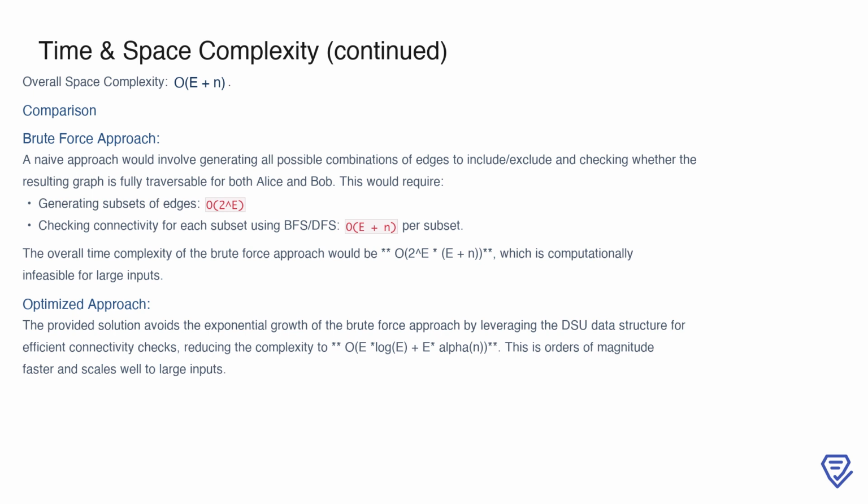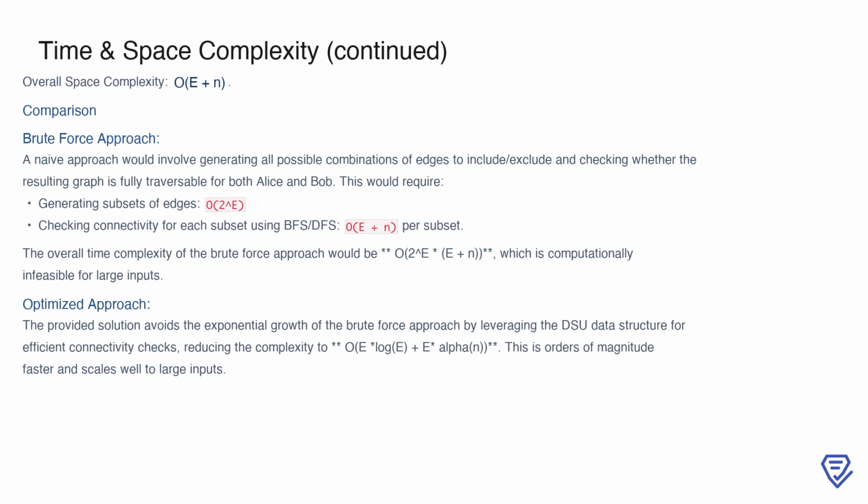To put this in perspective, let's compare it to a brute force approach. A naive method would involve generating all possible subsets of edges and checking whether each subset results in a fully traversable graph for both Alice and Bob. This would require generating 2^E subsets, and for each subset, verifying connectivity using BFS or DFS, which takes O(E + n) time. The total time complexity of this brute force approach would be O(2^E * (E + n)), which is computationally infeasible for large graphs.